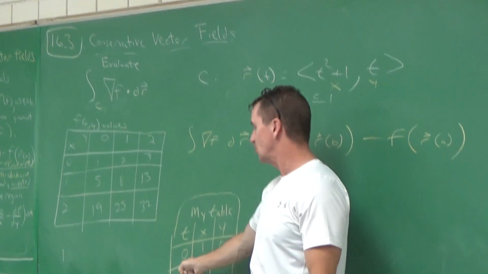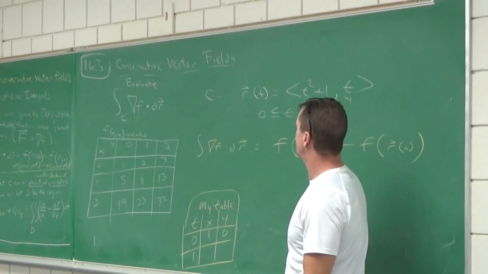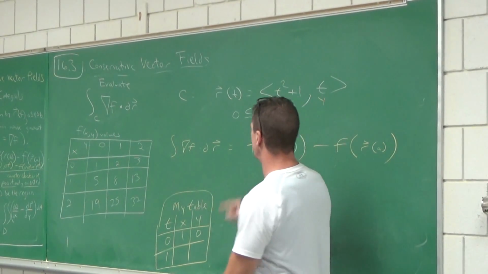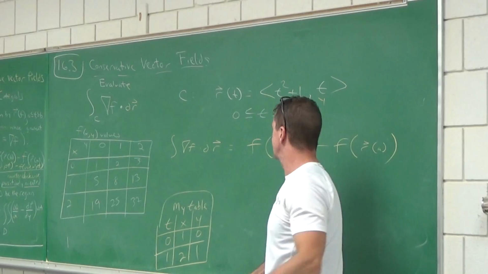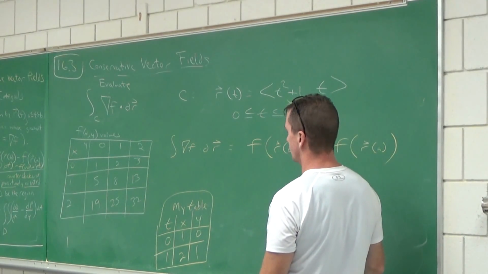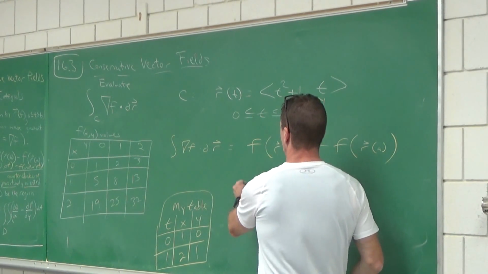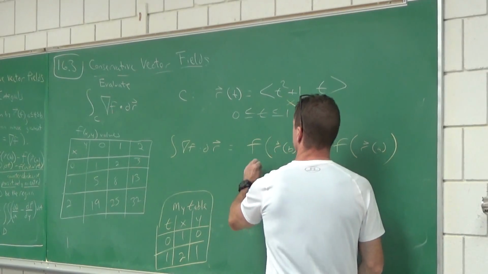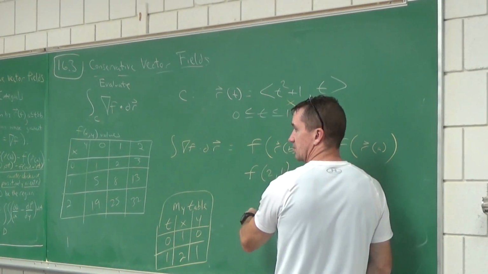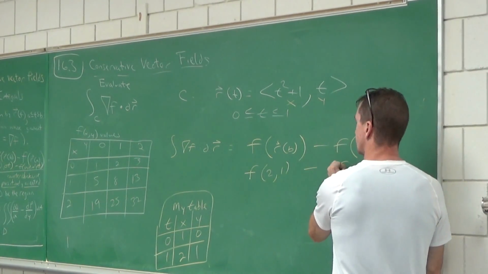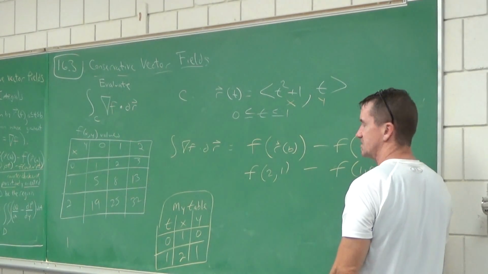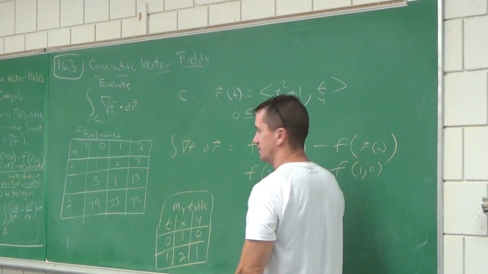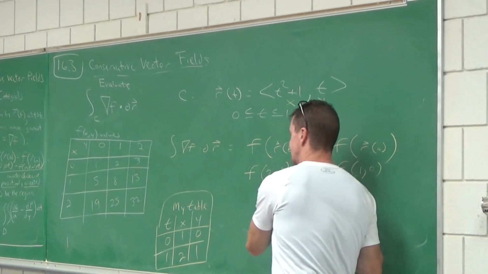What's going on at t equals 1? 2 and 1, yeah. Let's plug it in. Well, where's the values? I got to plug in f of the endpoint, right? Minus f of the starting point. Let's go find them. What's f of 2 comma 1? Look, that's an x, that's a y. That's an x, that's a y.